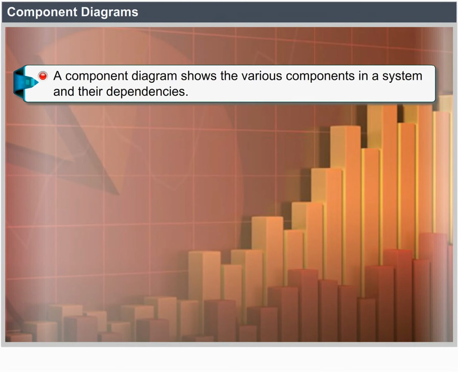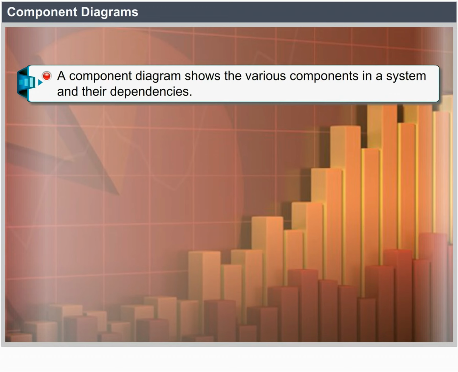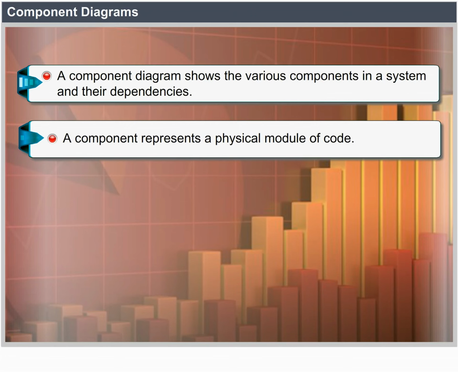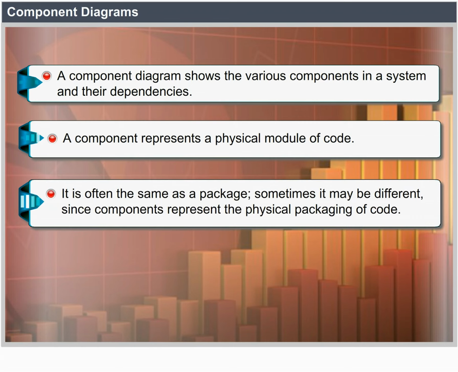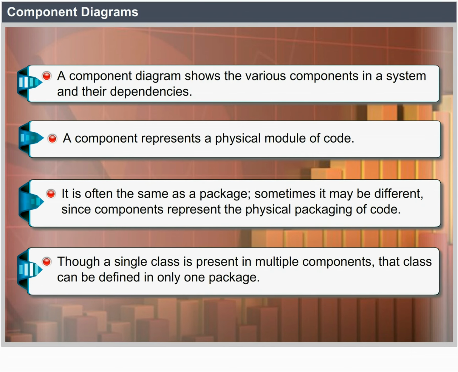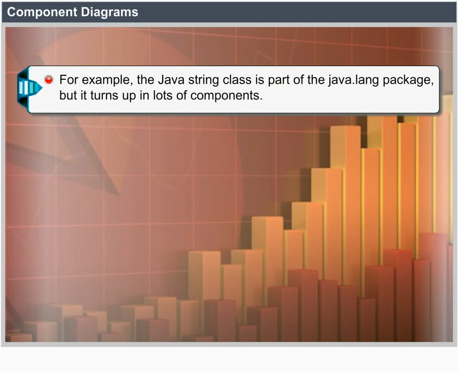Component diagrams. A component diagram shows the various components in a system and their dependencies. A component represents a physical module of code. It is often the same as a package, but sometimes it may be different, since components represent the physical packaging of code. So a single class may be present in multiple components, but that class can be defined in only one package. For example, the Java String class is part of the java.lang package, but it turns up in lots of components.